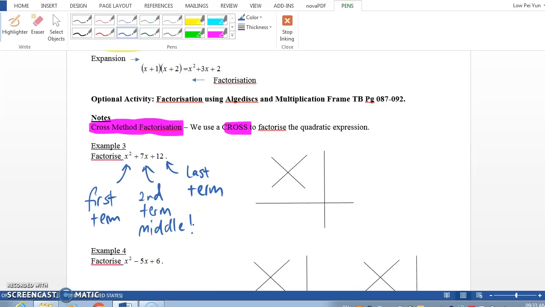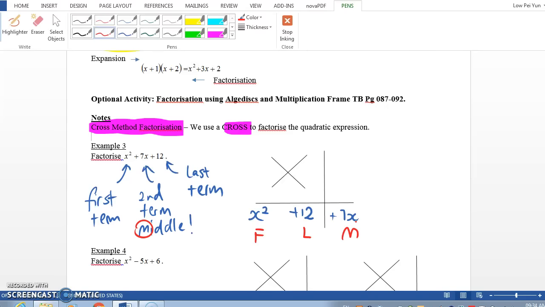Okay, so let us place our first term, x squared. And then our last term, 12. And I definitely need to take care of the sign, positive 12. And the middle term is positive 7x. So here we go. We have first term f, last term l, middle term m.